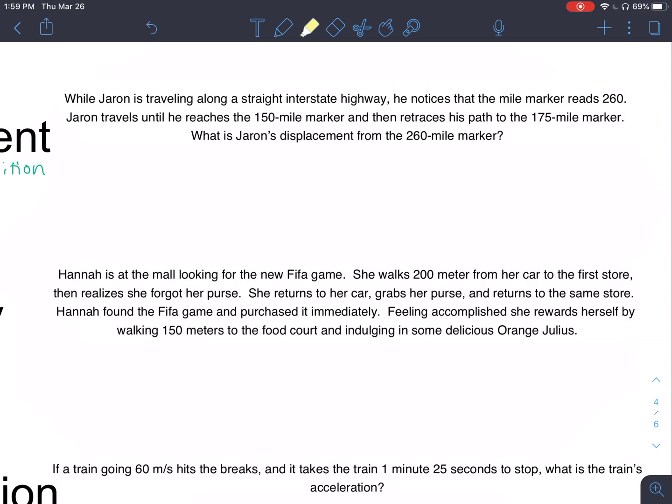So there's some things in here that we don't have to worry about when we are doing calculations with displacement, and that would be that he has to retrace his steps. We only care that he ended at the 175 mile marker and started at the 260. So we need to find the difference between those. So Jaron's displacement would be 85 miles.